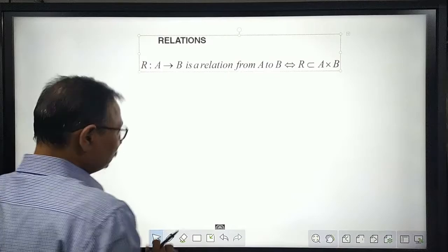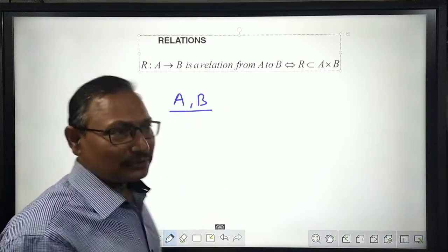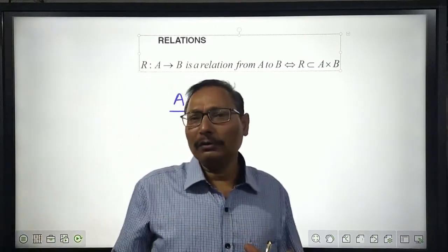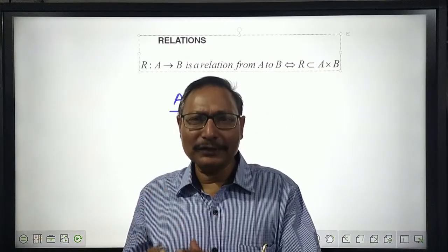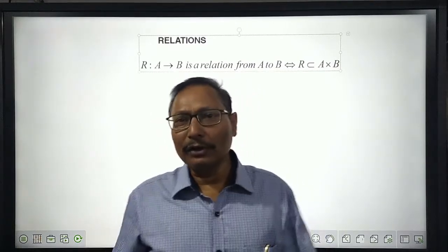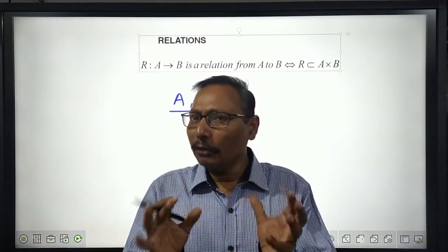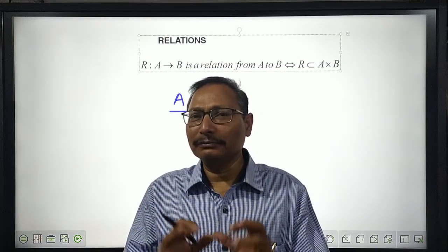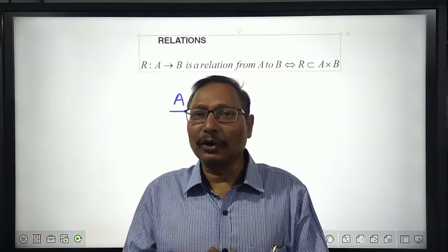Suppose that we are having two sets A and B. If we are collecting all possible ordered pairs which are made by taking the first element from set A and the second element from set B, then that is called the Cartesian product of A and B. And out of those all possible ordered pairs, suppose that we are taking some and making a set, then the set is called a relation.